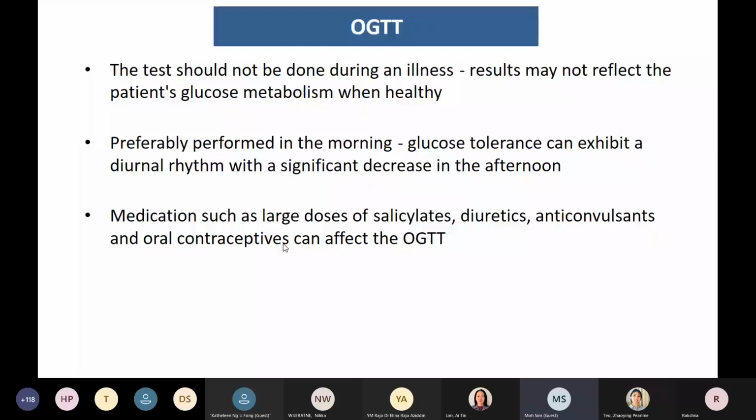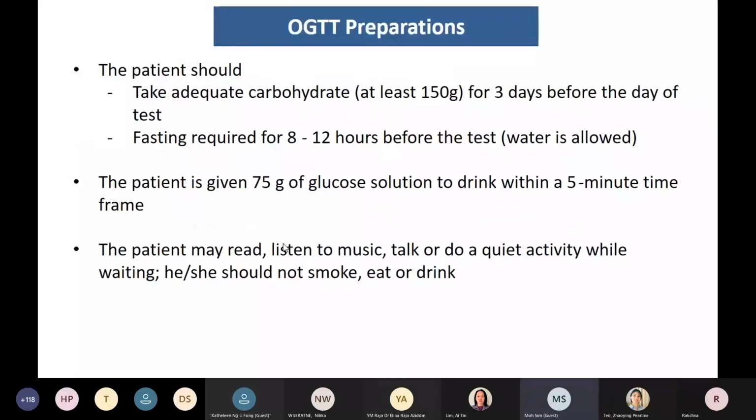What do patients need to do in preparation for the OGTT? Well, the patient should take adequate carbohydrate of at least 150 grams for 3 days before the day of the test. This is usually not an issue in Asian countries because we take carbs as a staple. The patient should also fast for at least 8 to 12 hours before the test, although water is allowed. I'm usually quite strict about instructions because people tend to forget that fluids are included in the ban list, and they have to be very mindful that they should not be taking even coffee or tea.